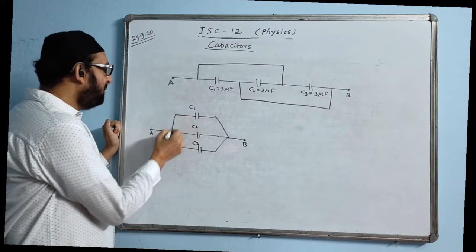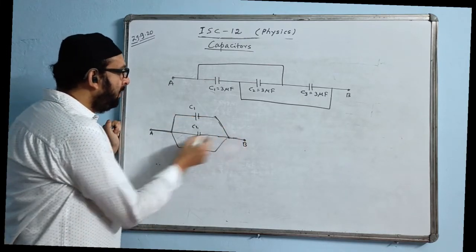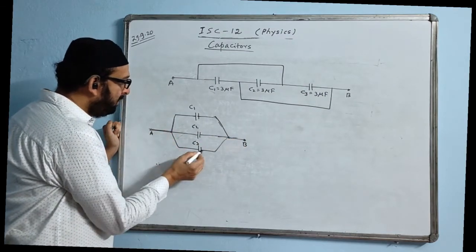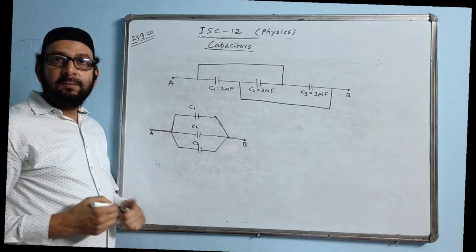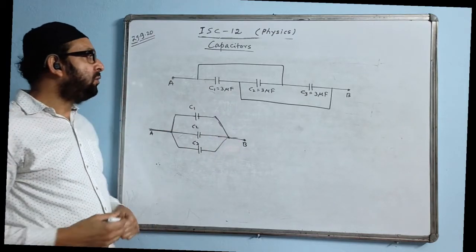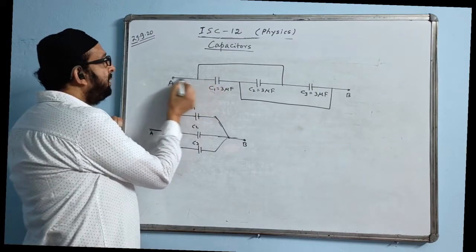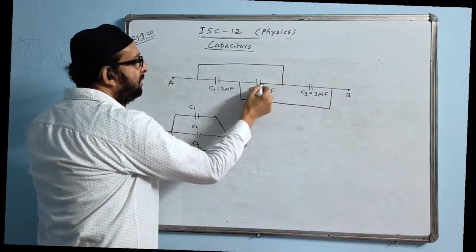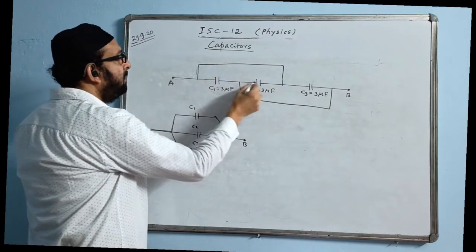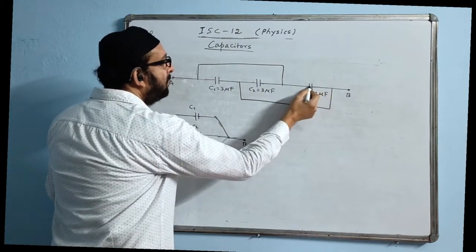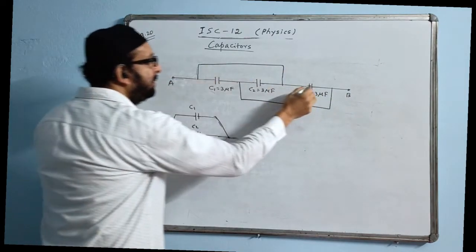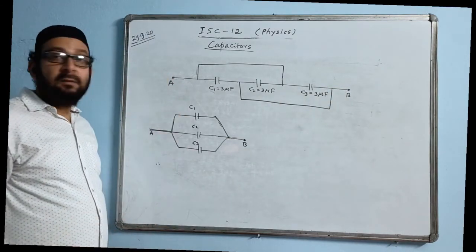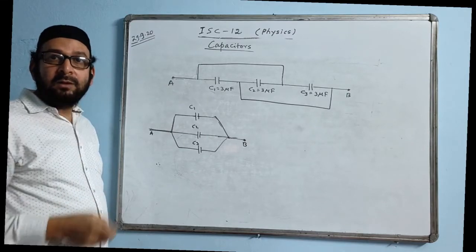You can see this end of C1 is connected to A, another end is connected to B. This end is connected to A, this end is connected to B, again this one is connected to A and this one is connected to B. That's why they are in parallel. Same thing is happening here. C1, one end is connected to A and another end is connected to B. Here also C2, this end is connected to A and another end is connected to B. Here also. Exactly like this. That means the given network is a parallel combination, not series combination.